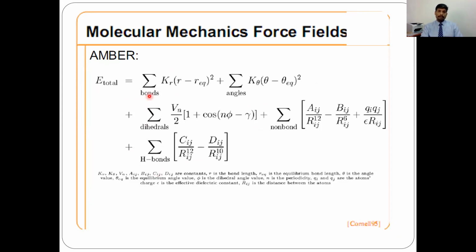AMBER is also a kind of force field. It will also consider all the changes: the changes in the energy due to the bonds, the angles, the changes in the dihedrals, non-bond interactions, and hydrogen bond interactions. All will be taken into consideration and given some score. This score is important. That is how you can understand that the lowest score is the best interaction.